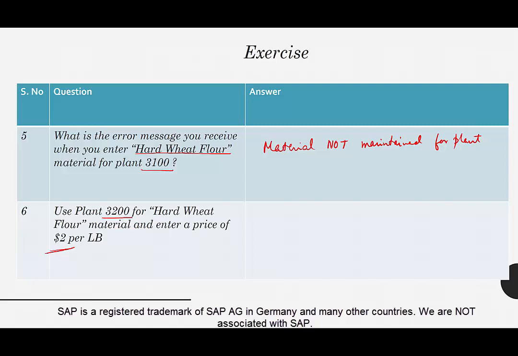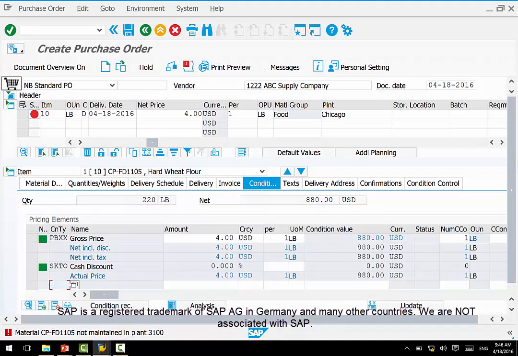Think of this scenario. Not all materials are created or manufactured in all plants, right? Some plants manufacture some materials, or some plants store some materials, while other plants store other kinds of materials. It also depends on the facilities available at that plant. All right, let's move on. So use plant 3200 for this material and enter a price of $2 per pound. So instead of 3100, the question asks us to enter 3200 and then enter some price, right?